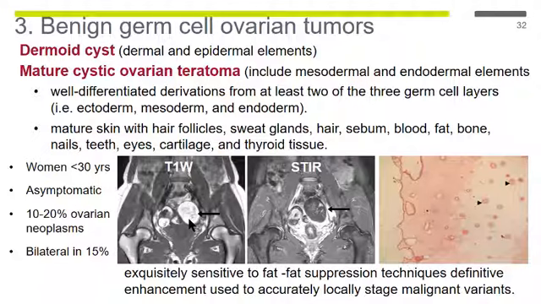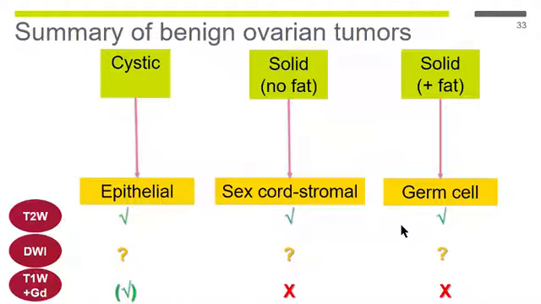Again, here, fat is pathognomonic. If you see fat within a tumor, it is a germ cell tumor, it is a dermoid or a mature cystic teratoma. And the fat suppression techniques need to be done.